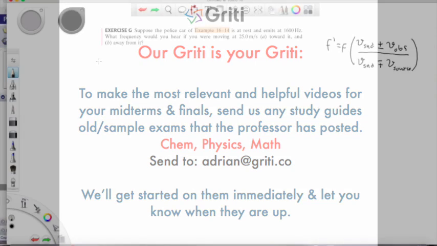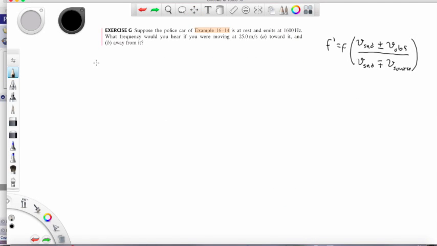In exercise G, we are supposed to calculate the Doppler shifted frequency when we are moving towards a police car that is blowing its siren. So, the first case, when we are approaching the police car, we immediately can say that the police car, the source of the sound, is standing still, so the V source is going to be zero. And because the observer and the source are approaching each other, we're going to use the upper signs.